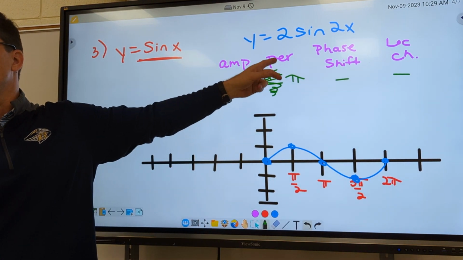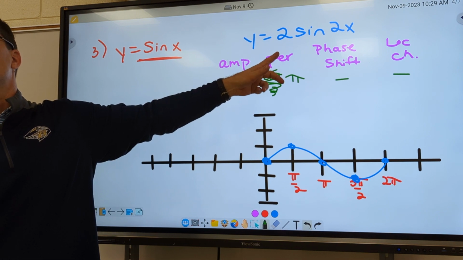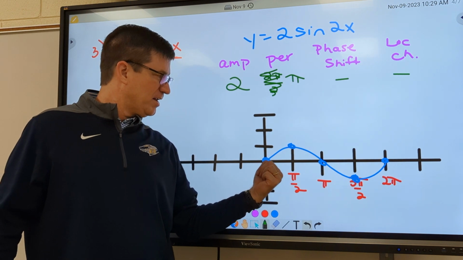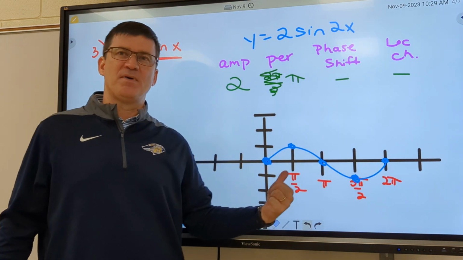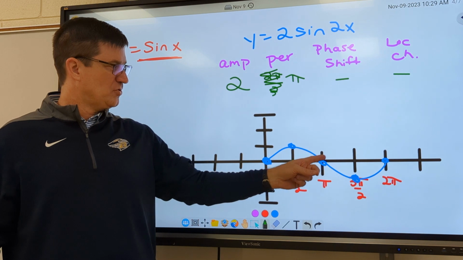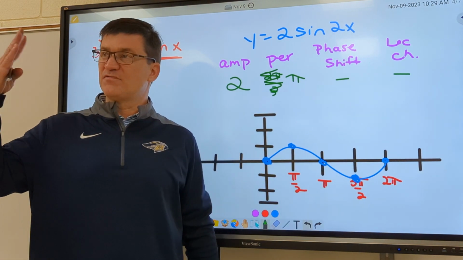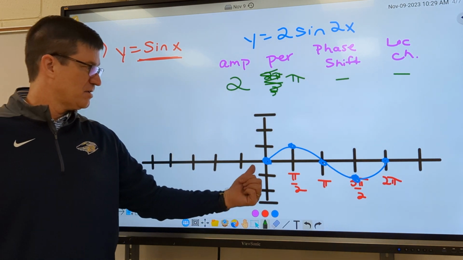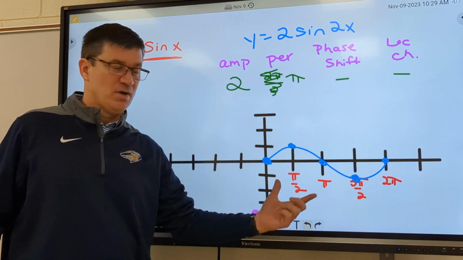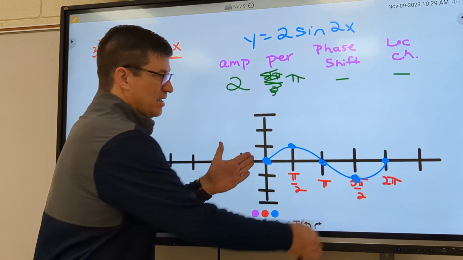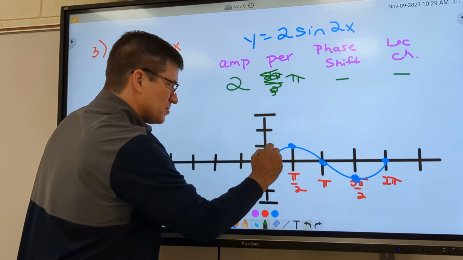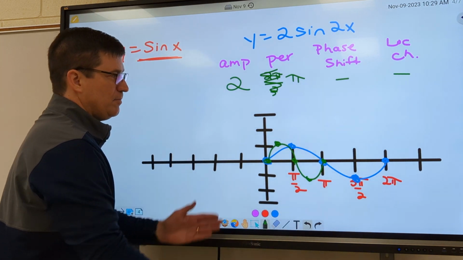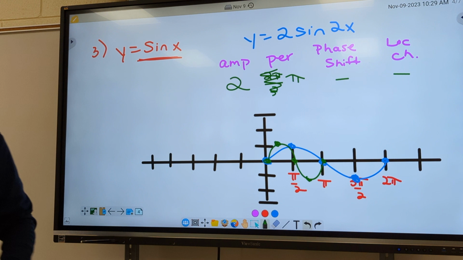This is the hardest one to learn. Maybe it's just the hardest one for me to explain. Right now, period is from 0 to 2 pi. How many spaces is that? 1, 2, 3, 4. So right now it's 4 spaces long. They want us to shorten it down to pi, which from here to here is 2 spaces long. So you keep the left side like it is, and you just squeeze it in. It's going to look like this. Same shape, I just squeezed it in so it's only 2 spaces long.